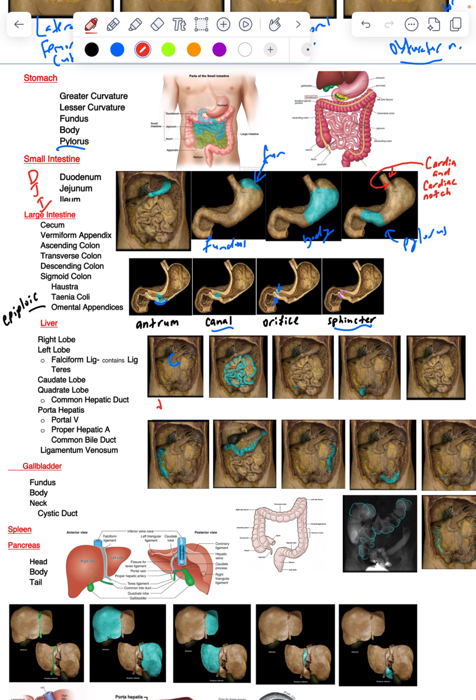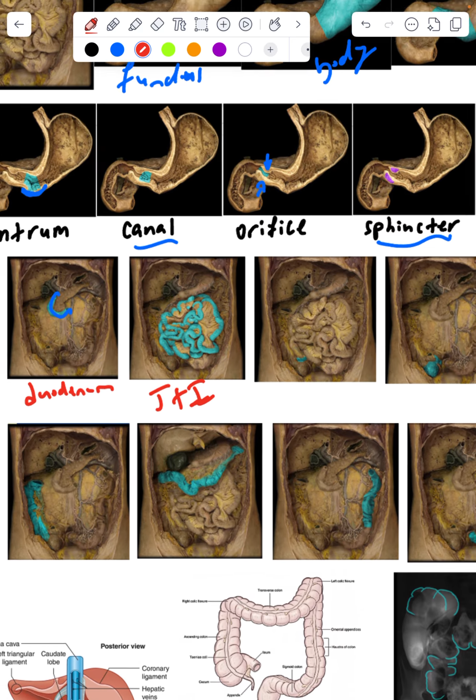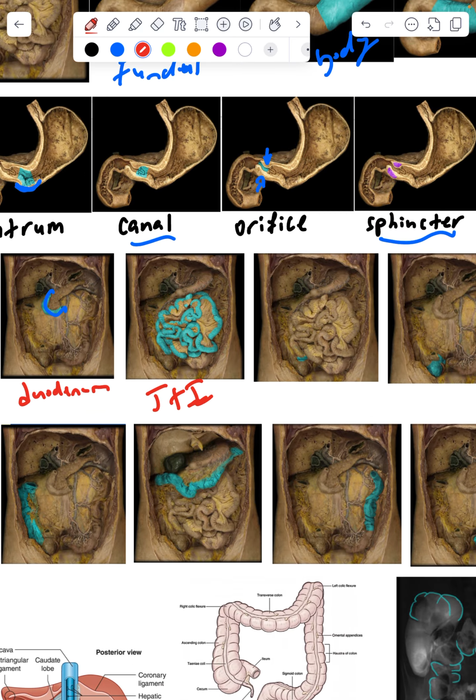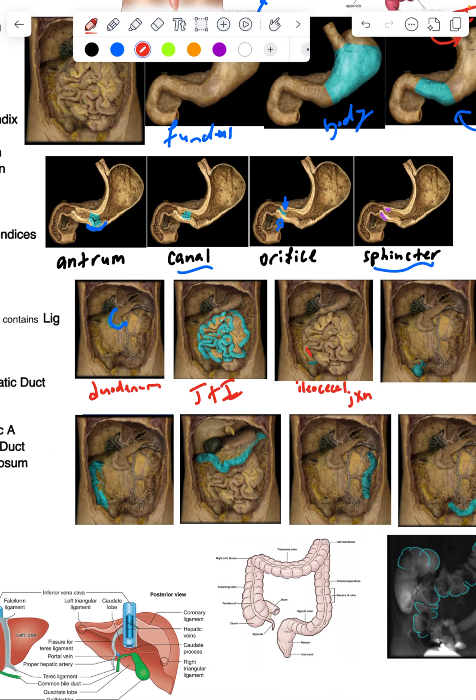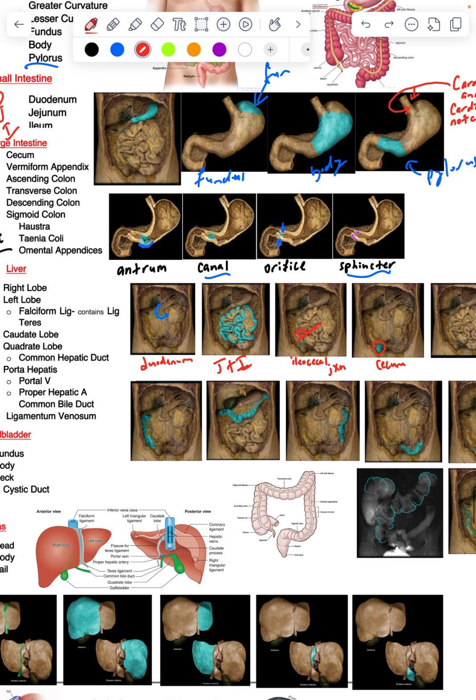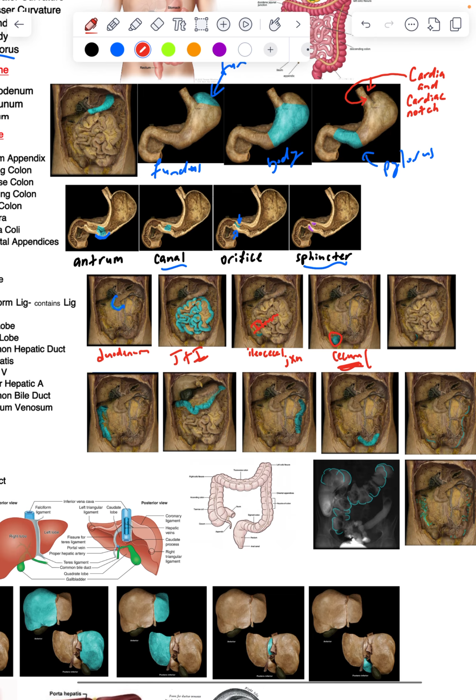After that, let me label these quickly. So we said duodenum. This is both jejunum and ileum, so I'm going to put J plus I because it's both highlighted together. Then over here, she doesn't have it labeled, but this thing is called an ileocecal junction. It connects your ileum to this part, which is your cecum. So that just connects your small intestine to your large intestine. So this right here is the beginning of large intestine. So I'm going to put LI.